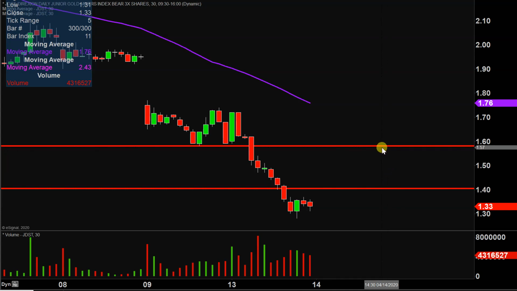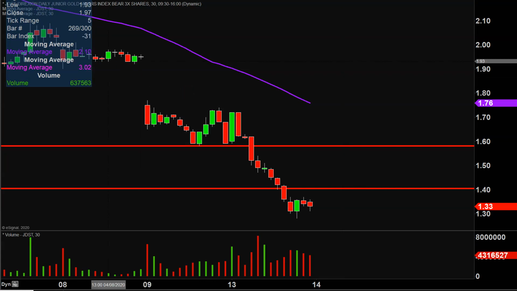And then at that point, like I said, it makes a little bit more sense to get up there and start to talk about that $1.58 mark. And then also continue to watch the purple line up there, the 50 period moving average. But as of right now, that level's probably not even worth talking about because the price first needs to get above those two initial levels of resistance.